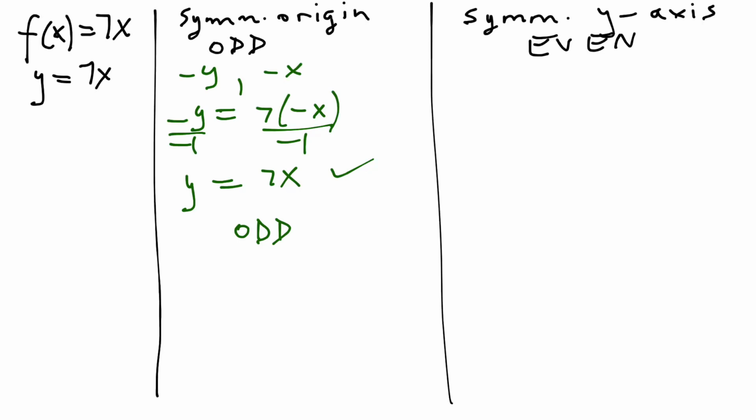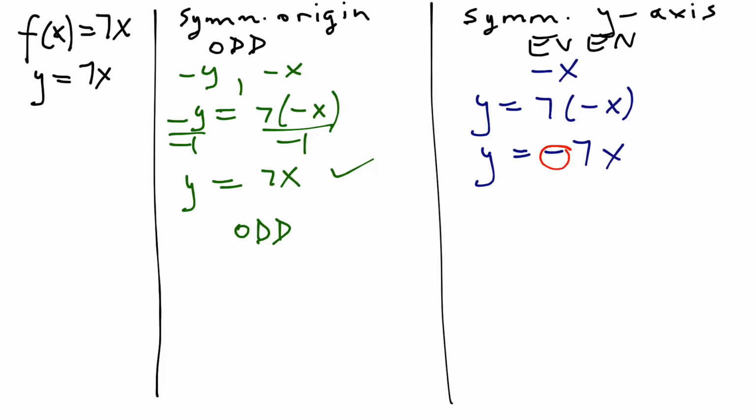All right, so in order to check whether a function is even, you're going to replace only the x with a negative value. So negative x goes in wherever you have an x. So I have y is equal to 7 times negative x, so y is equal to negative 7x. Because this sign is different than the original equation, it's not going to be even. So our conclusion is that this function is an odd function.